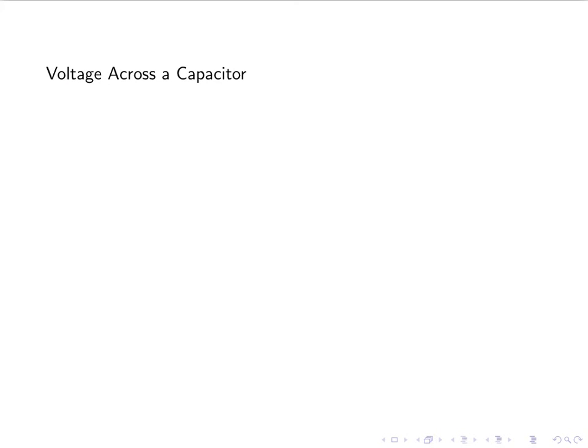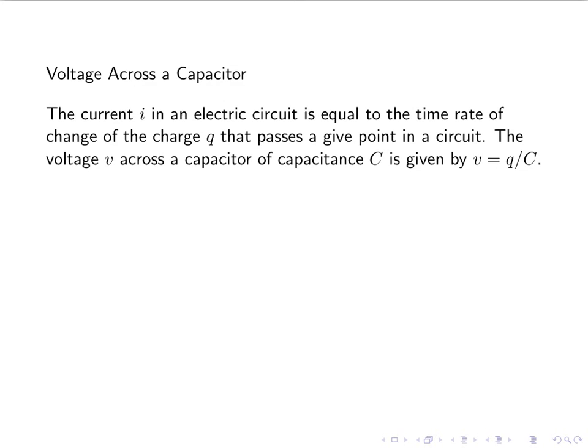So we're going to look at another type of application, which is in electrical circuits. So we'll look at voltage across a capacitor. The current, which we call I, in an electric circuit is equal to the time rate of change of the charge Q that passes a given point in a circuit. So hopefully we're noting words like rate of change, that means derivative. It also says the voltage V across a capacitor of capacitance C is given by V equals Q over C. So we're going to translate this into math.